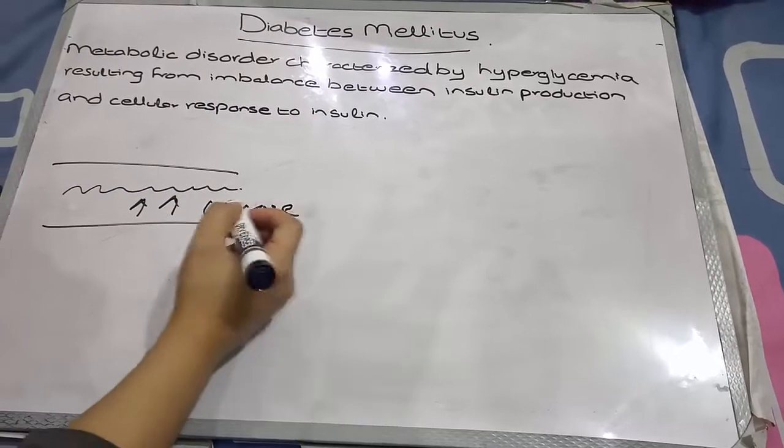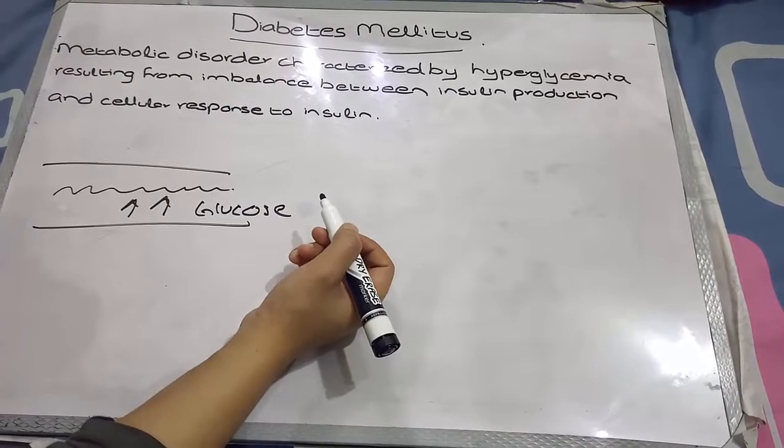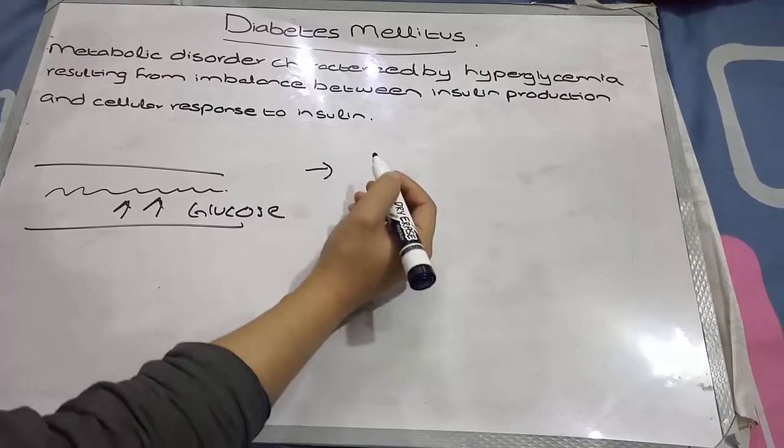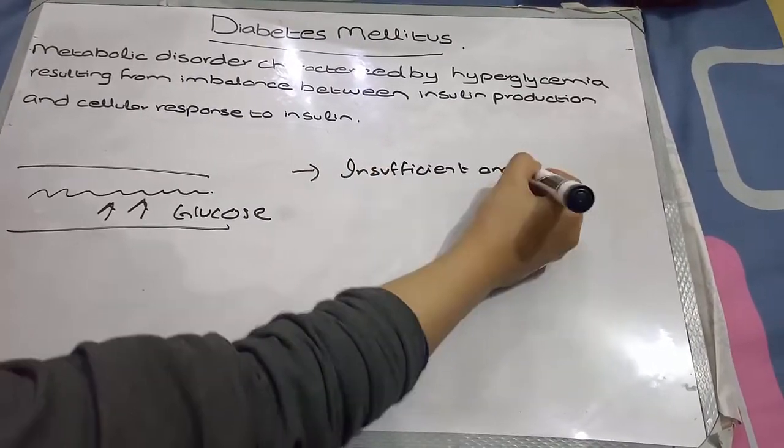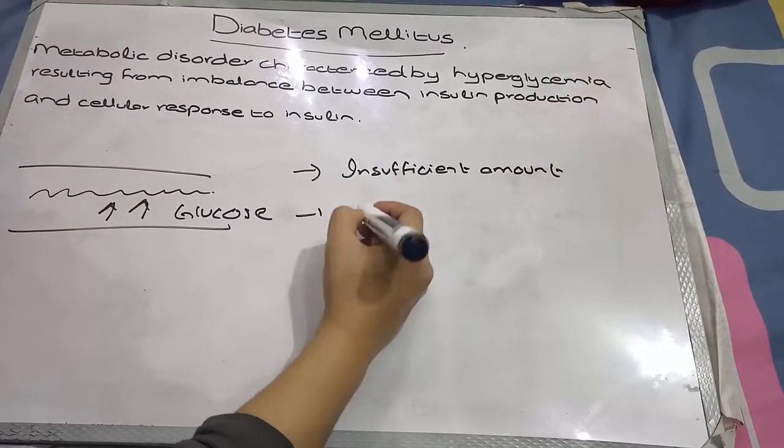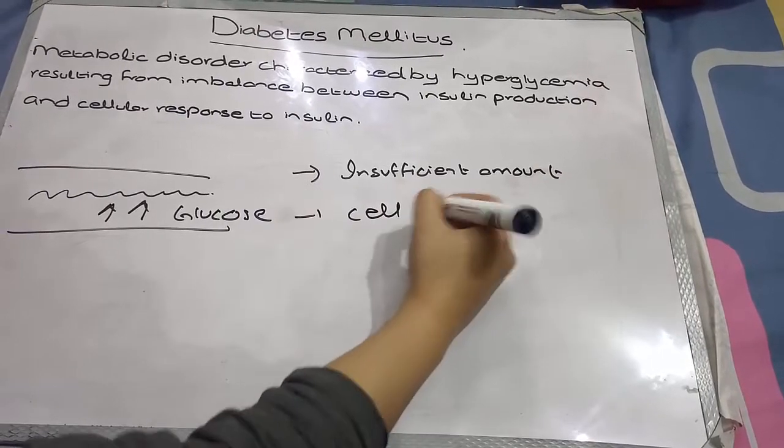And what are the reasons behind the high level of glucose? There are possibly two reasons: either the insulin which is produced is in insufficient amount, or the cells are resistant to the insulin.